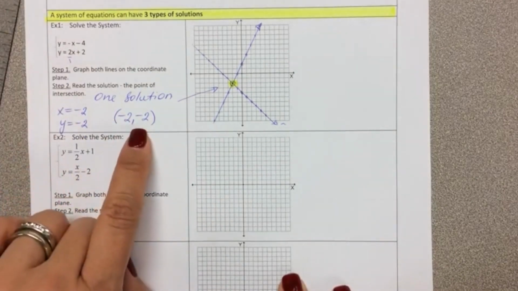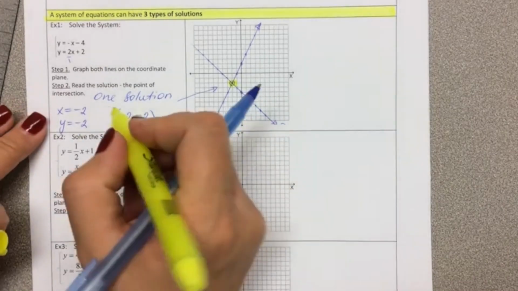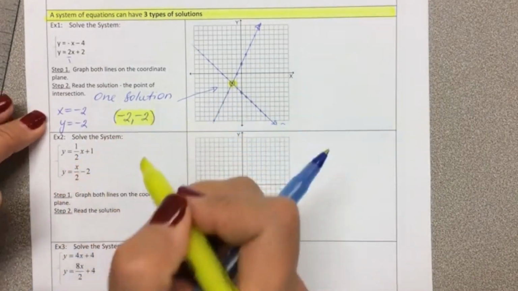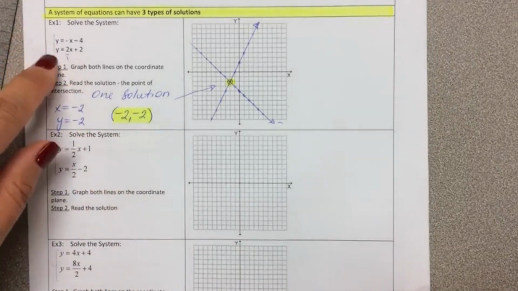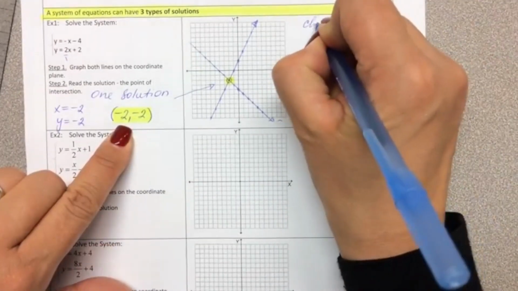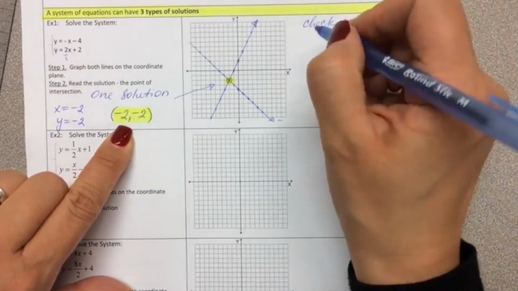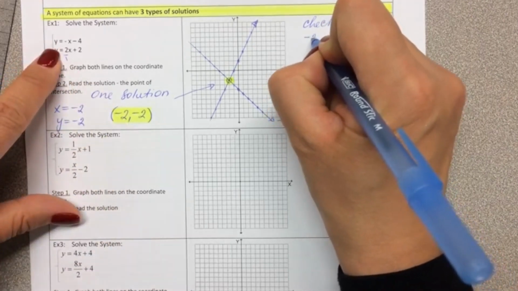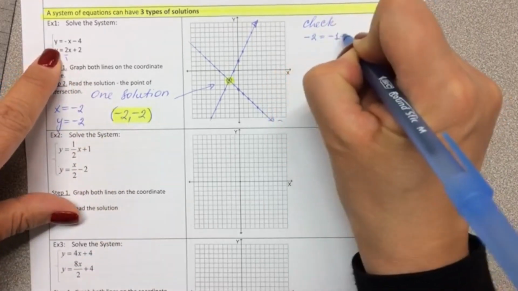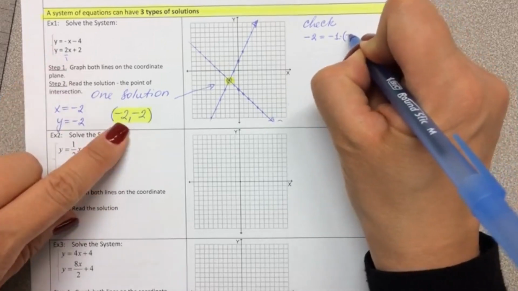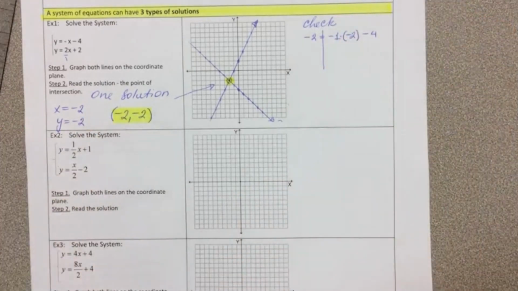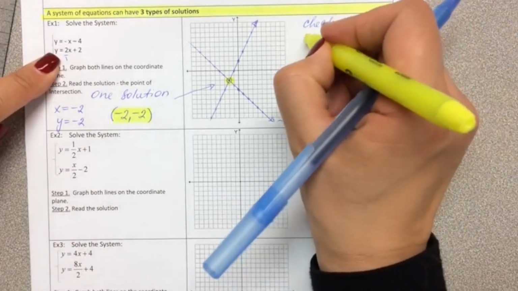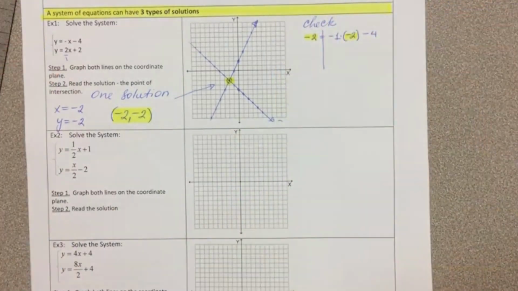In our system, the solution is the cross point, and we can check the solution by substituting the x and y coordinates in both equations. So in order to check, in the first equation, instead of y, we put negative 2. And then negative 1x means negative 1 times the x value, negative 2, minus 4. So I am substituting our y negative 2 and x negative 2 in the first equation right here.